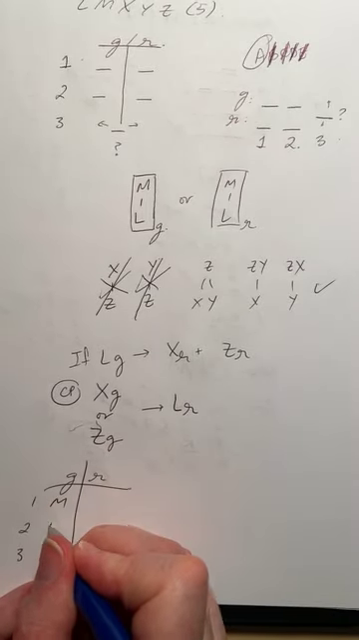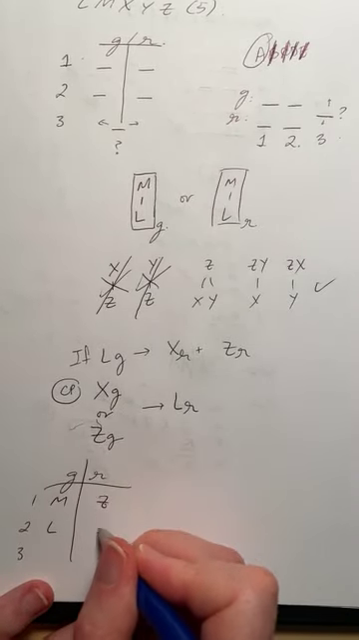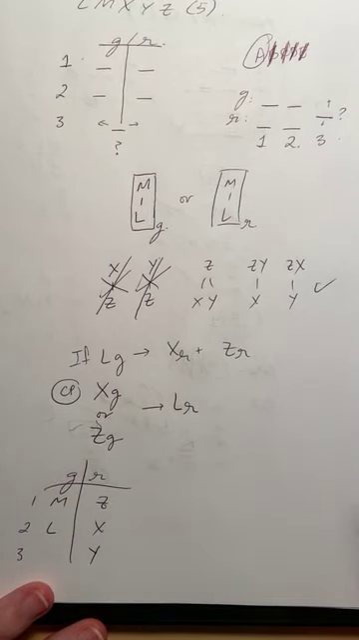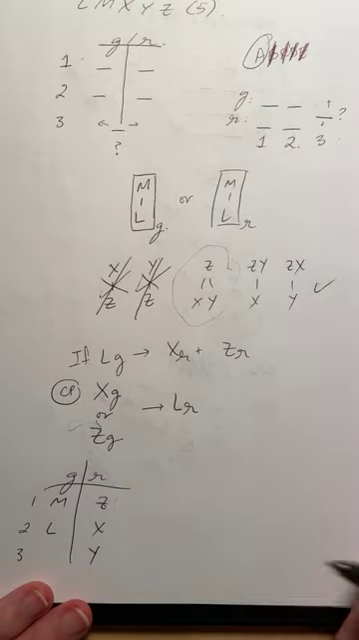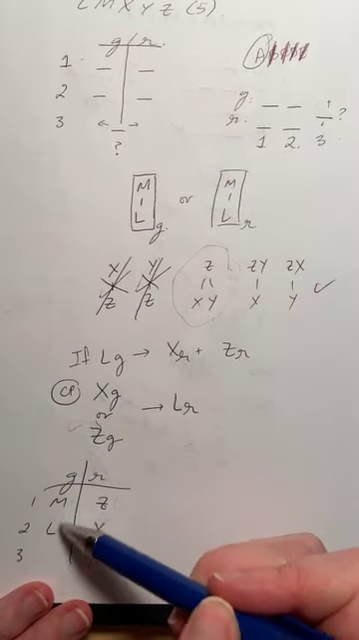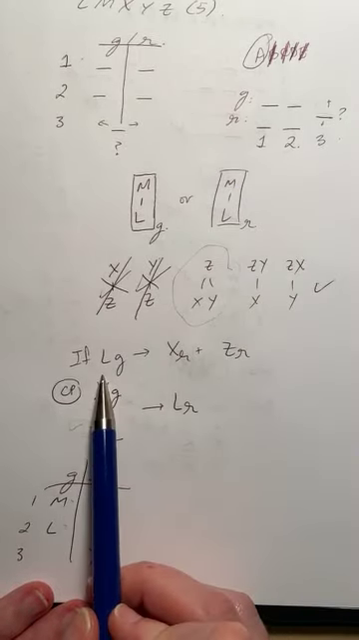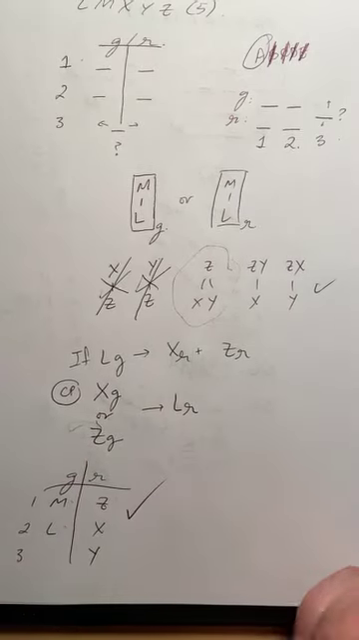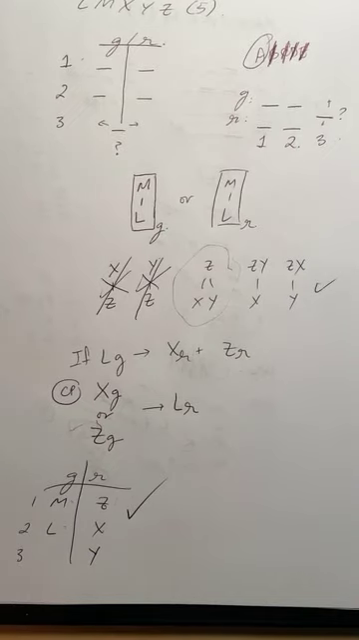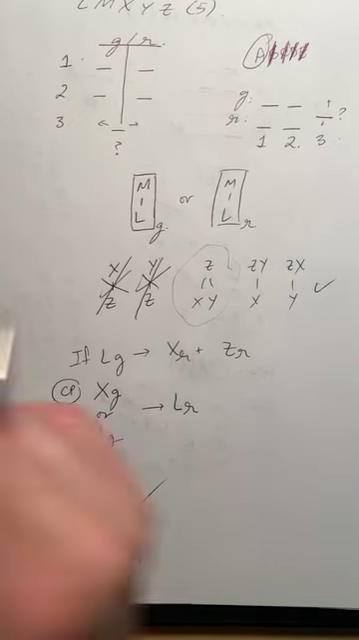We've got M, L, Z, X, Y. So it's this option that we've got, Z before X and Y. M and L are both in the gold room. M is before L. L is in the gold room, and X and Z are both in the rose room. So we know that that's an acceptable solution. Let's do some other questions.